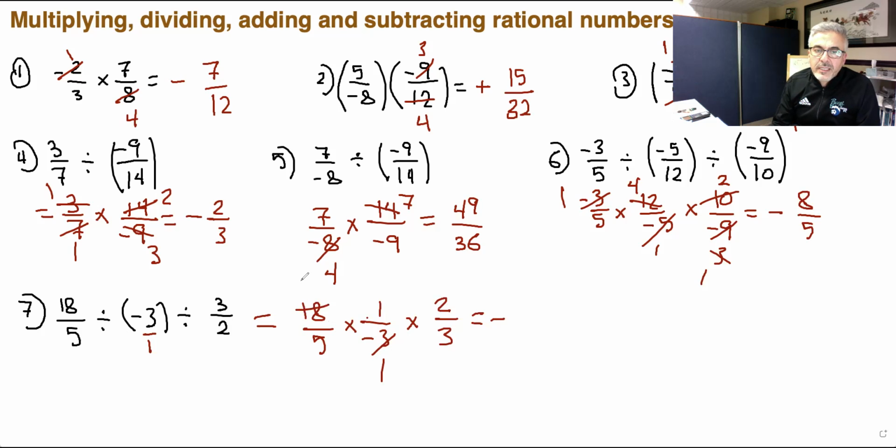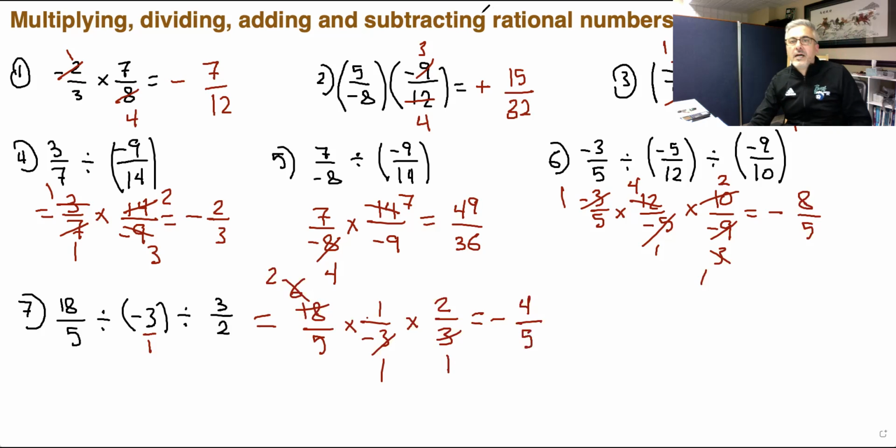And it goes into 18 6 times. 3 goes into itself once. It goes into 6 twice. Now we cannot reduce anymore. So 2 times 2 is 4 on top, 5 times 1 is 5 on the bottom, and that's our answer.